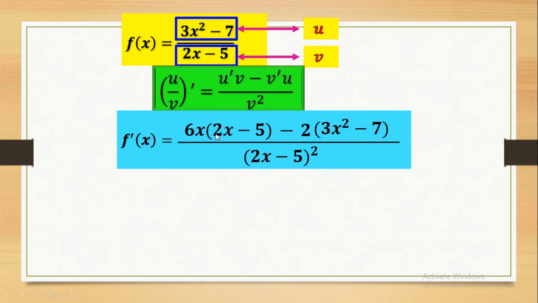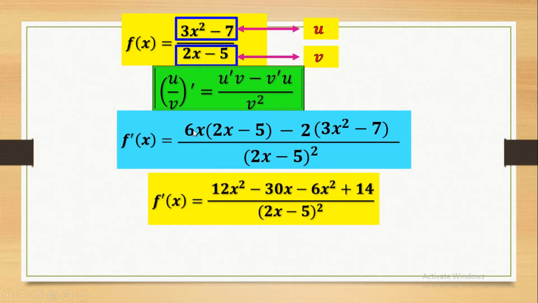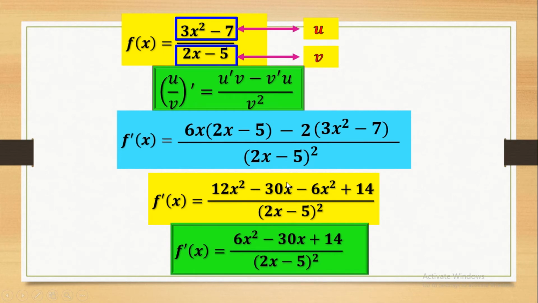Note that 6x times 2x gives us 12x squared, minus 6x times 5 gives us 30x. Now minus times a plus is also minus, 2 times 3, 6x squared, minus times minus is plus, 2 times 7, 14. Over the denominator 2x minus 5 all squared, we keep it the same. Now 12x squared minus 6x squared gives 6x squared minus 30x, we copy it the same, we don't have any other x to combine it with. And plus 14, we also copy it the same, over the denominator 2x minus 5 all squared.